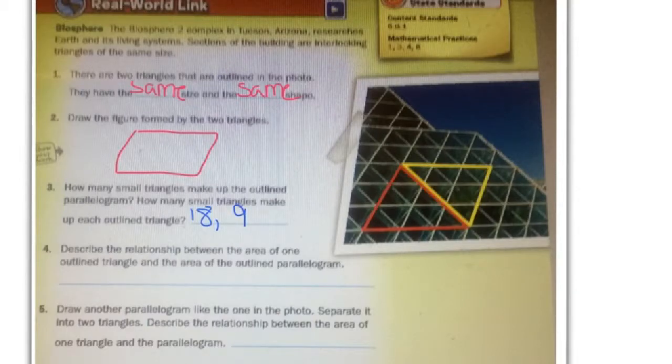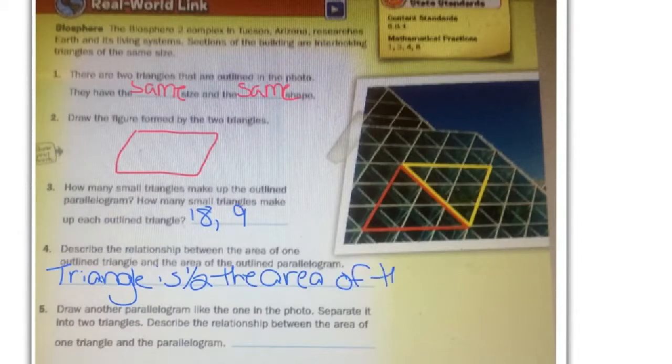Describe the relationship between the area of one outlined triangle and the area of the outlined parallelogram. Well, hopefully you can see that the area of one of the triangles is half of the area of the whole parallelogram, because the whole parallelogram is 18 and the triangles are 9. So you can say the triangle is half the area of the parallelogram.